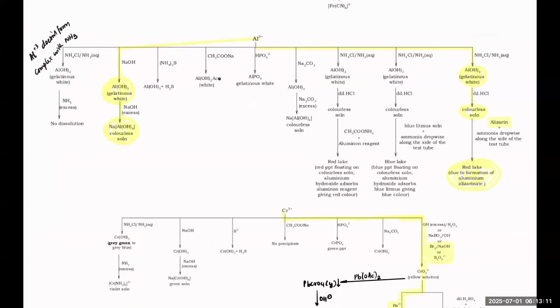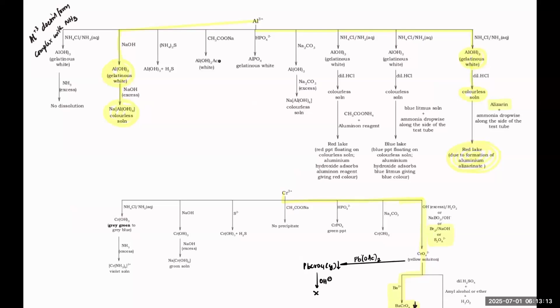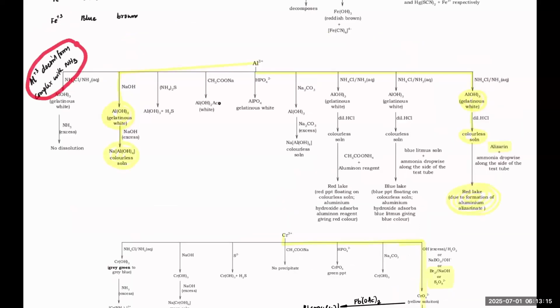Next with Al plus 3. See, Al plus 3 also, when it comes to ammonia, it does not form any complex. So if you add ammonium chloride with ammonia, it will remain hydroxide, and with excess amount, nothing will happen. But in NaOH, it will get dissolved. First, a gelatinous white PPT will form, and if you add excess, it will get dissolved.